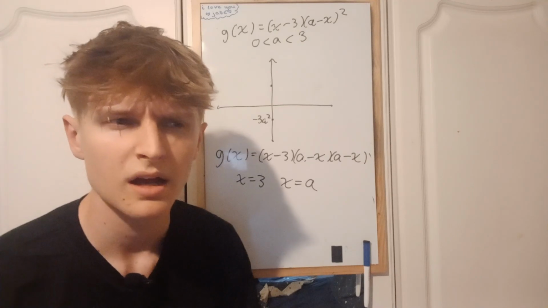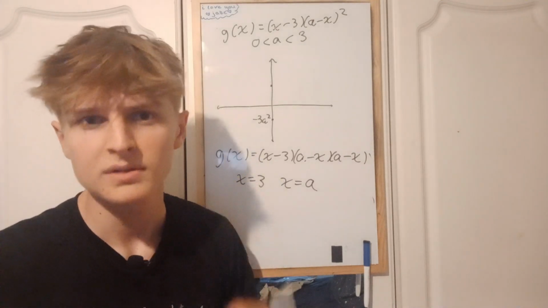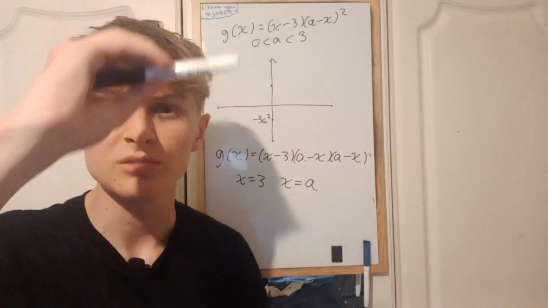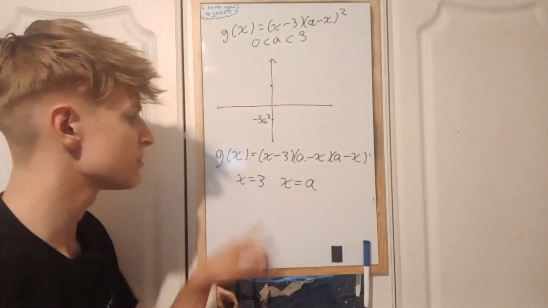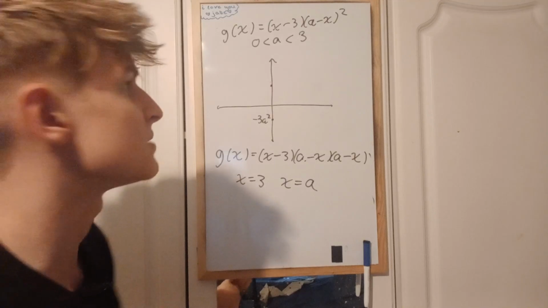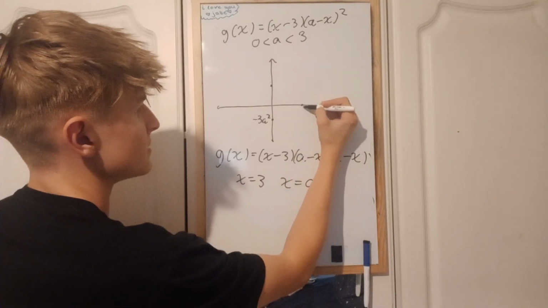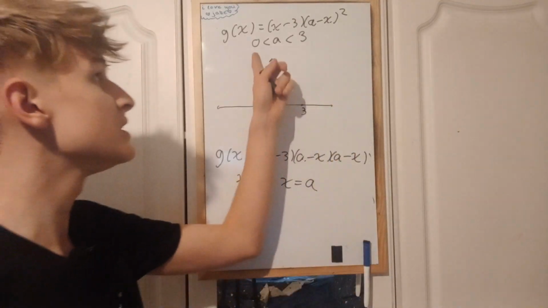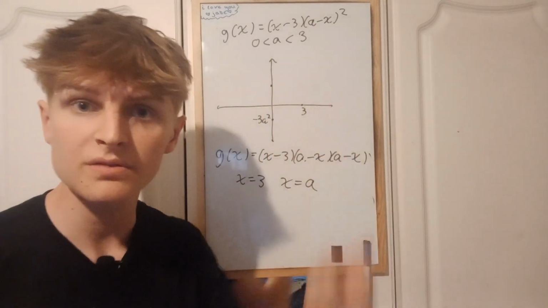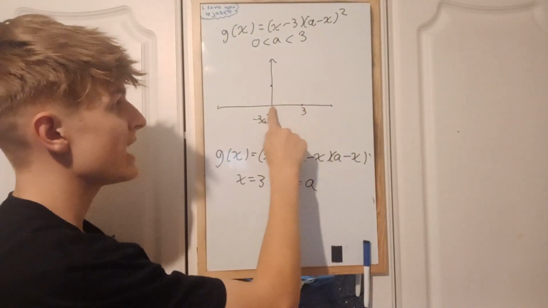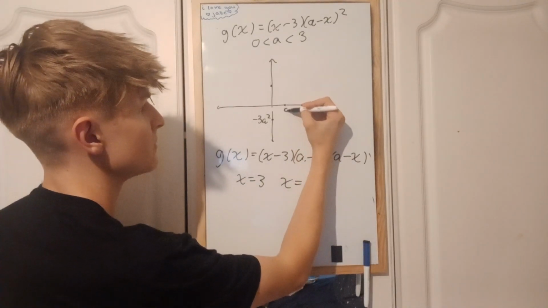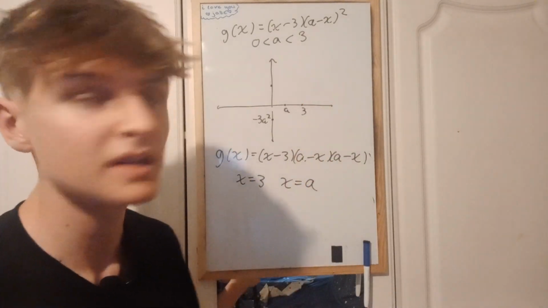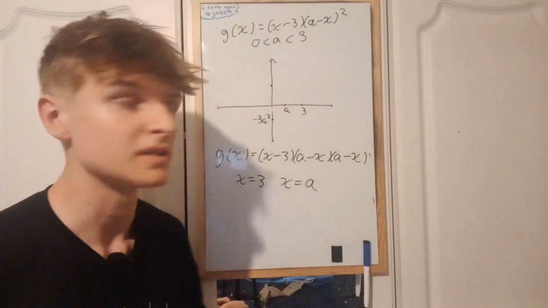Well, how are we going to do that? I'll show you how. We're actually going to have to make the cubic tangent to one of the axes. Anyway, if we plot 3 and a on our diagram, 3 is probably here, let's just say, but we know a is between 0 and 3, so it's somewhere in this region, but it actually doesn't matter where it is. So let's just plot a anywhere we like. Cool, that's within the region, we're fine.